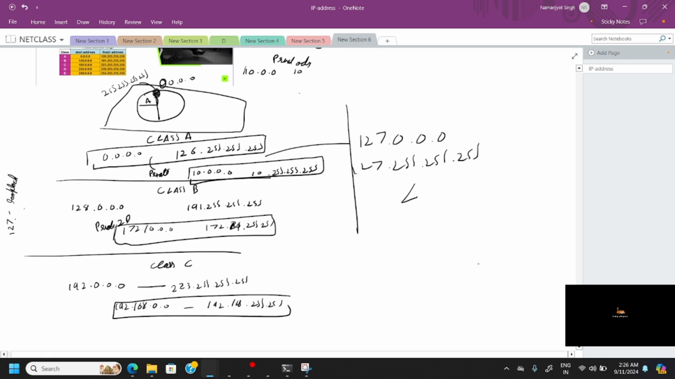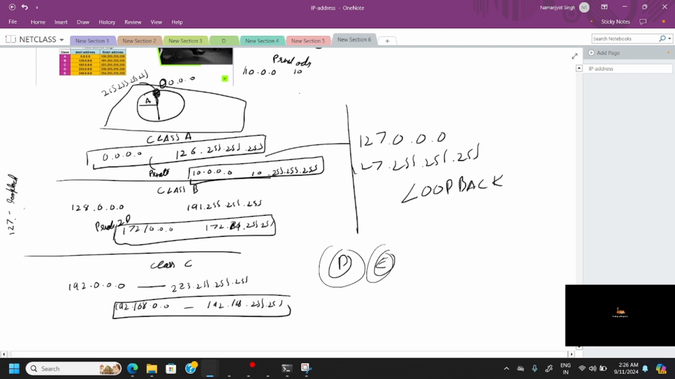For troubleshooting, it's a loopback IP. We'll come back to it. It is used to check the connectivity of your PC only. So we have private addresses now. We have public addresses now of class A, B, C. Same is with class D and class E.